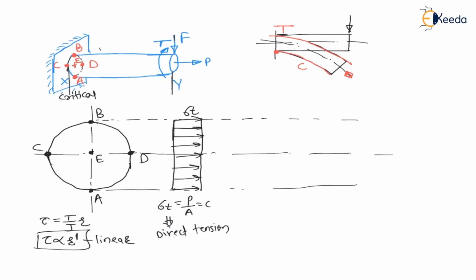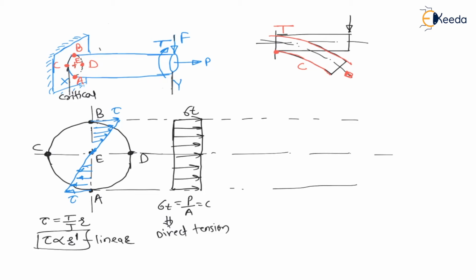Now that means if I go outside, torsional shear stress goes on increasing. As I go outside from E, the torsional shear stress goes on increasing, and at the extreme fiber it becomes maximum, that is, the outer circumference of the shaft. The outer circumference of the shaft is subjected to maximum torsional shear stress.